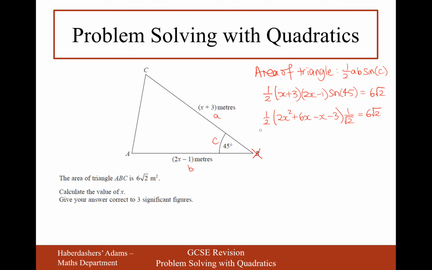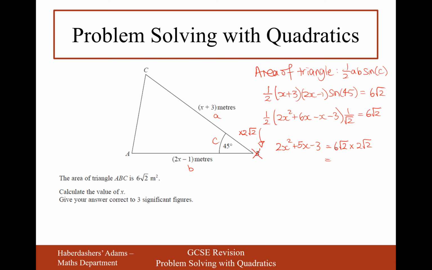Now what I'm going to do next is get rid of the half and the 1 over root 2 by multiplying in one go by 2 root 2. So I'm multiplying by 2 root 2 here, the 2 for the bottom of the half, and the root 2 for the bottom of the 1 over root 2. That will leave me with just 2x squared plus 5x minus 3. And on the other side it's going to be 6 root 2 times 2 root 2. We've multiplied it onto the other side.